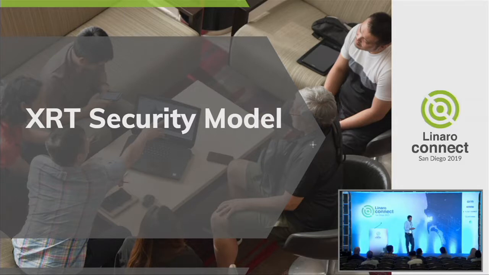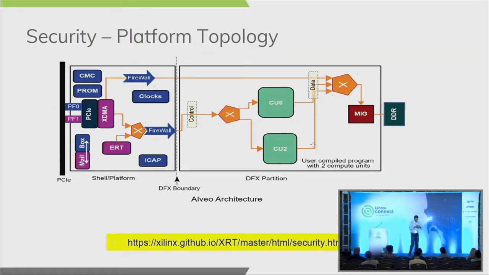For the last 10 minutes I want to spend on the security model and the open source engagement. This is a picture of how our Alveo platform looks today. The left-hand side is the shell, and the right-hand side is a DFX partition, which is the dynamic function exchange, where you load the xclbin. The shell itself has some privileged components, only accessible by the management driver, and some components that are accessible by both XOCL and the management driver.